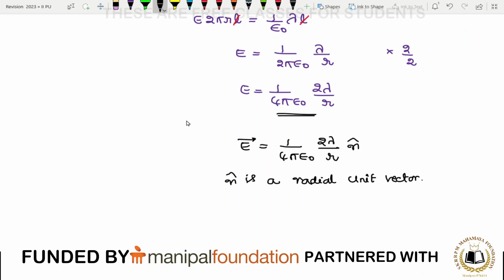Okay, so next question we can discuss here. One more derivation we can discuss: electric field at a point outside a uniformly charged spherical shell placed in vacuum. Same one you can derive now.